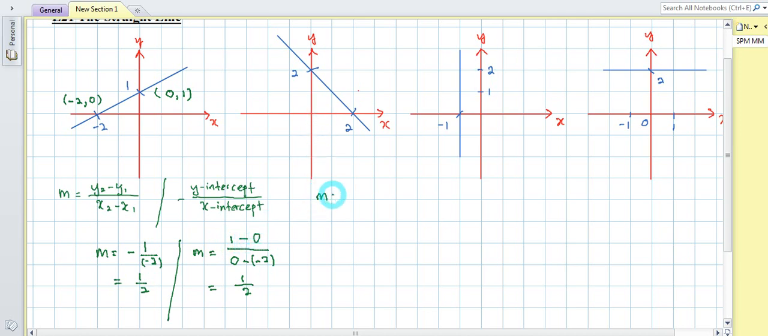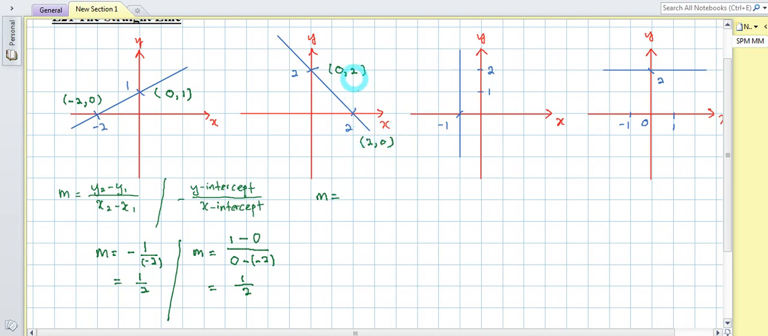Okay, so the gradient, I think I just show you this formula. You can try on your own using this formula. So what is the coordinate for this point? On the y-axis, x is equal to 0, so it's (0, 2). On the x-axis, y equals 0, so it's (2, 0).